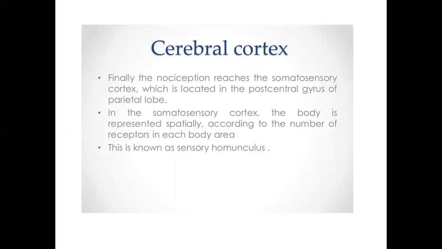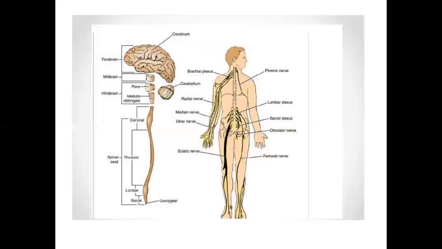The cerebral cortex. Finally, nociception reaches the somatosensory cortex, which is located in the post-central gyrus of the parietal lobe. In the somatosensory cortex, the body is represented spatially according to the number of receptors in each body area. This is known as the sensory homunculus. As you can see, these are the pathways of the nerve.